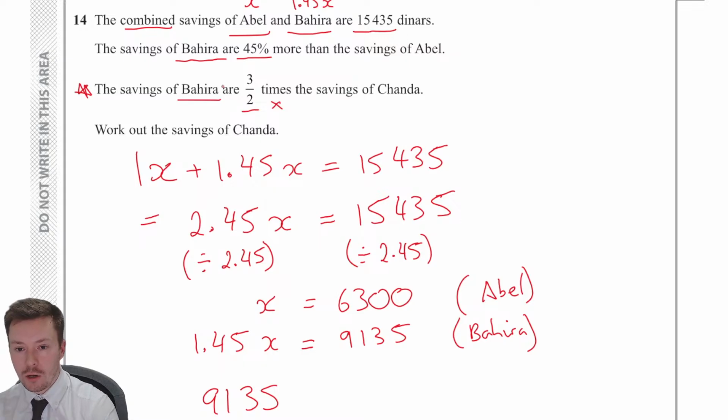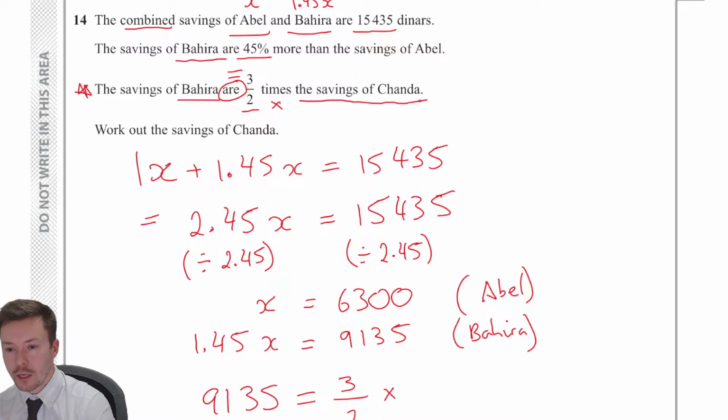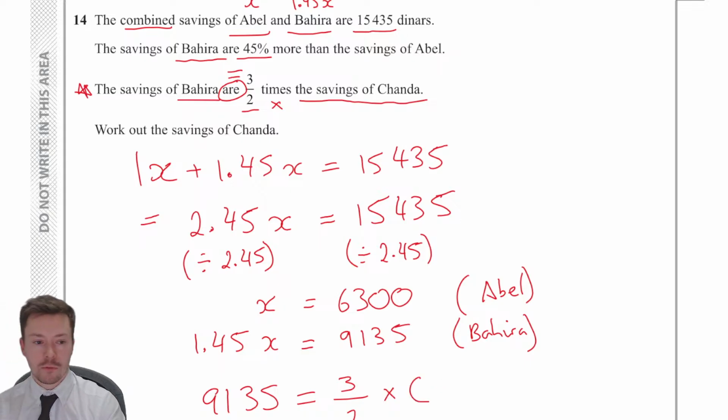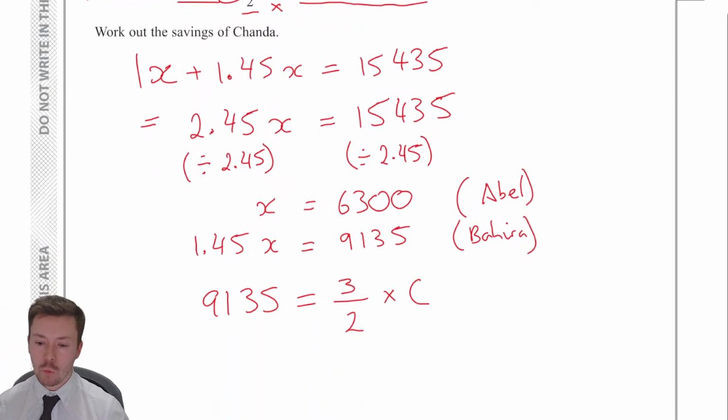9135 are or is, that means equals. So equals 3/2 times, we've got that underneath already, times the savings of Chanda. Now I'm just going to put C for Chanda here, okay, and I'm going to work that out.